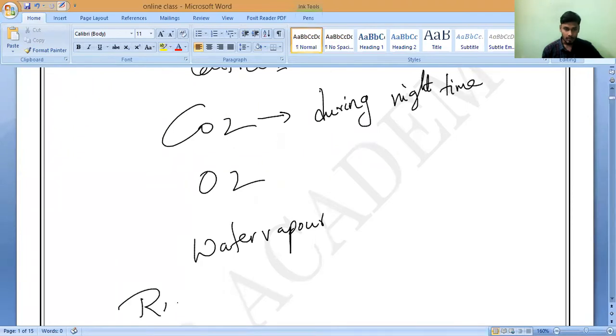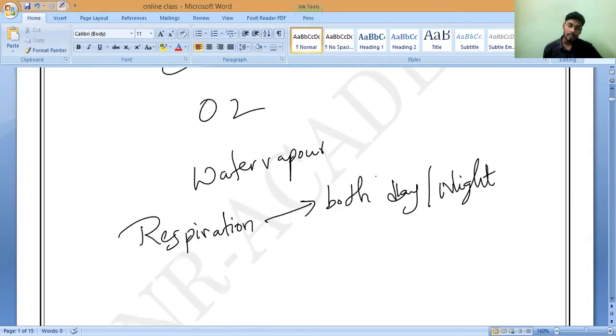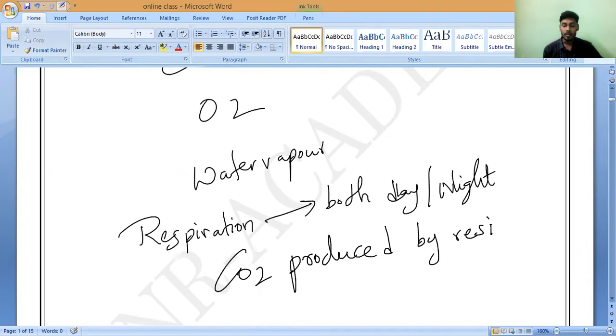Respiration in plants, is it carried out only during night time or daytime? Actually, sir, respiration is carried out both day and night. Is it yes or no? Day and night the respiration is carried out, but during daytime, whatever CO2 has been produced by the plants, do you understand all of you? The CO2 produced by respiration will be used immediately by another process.